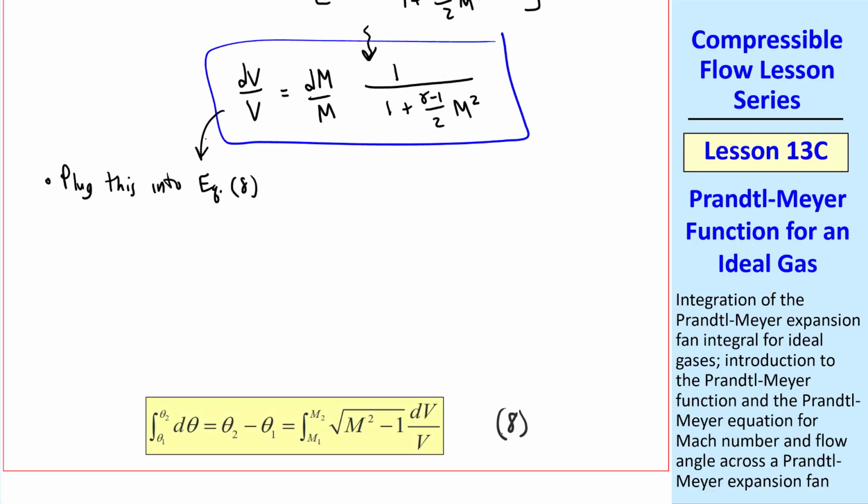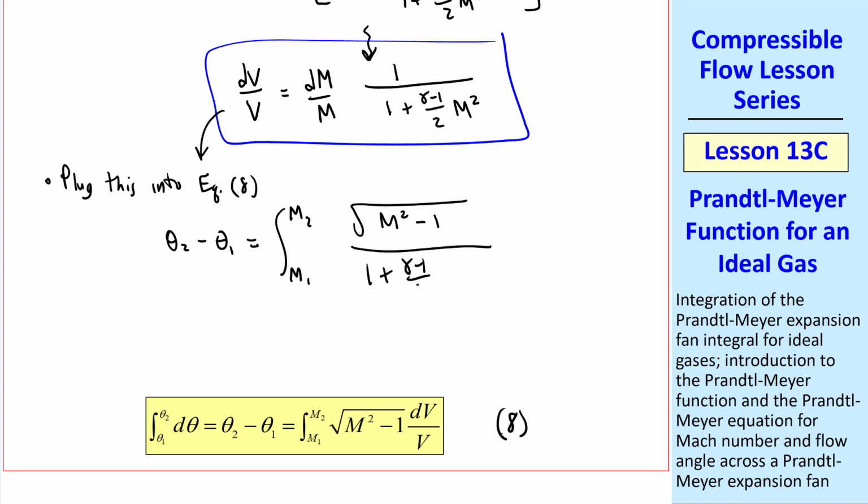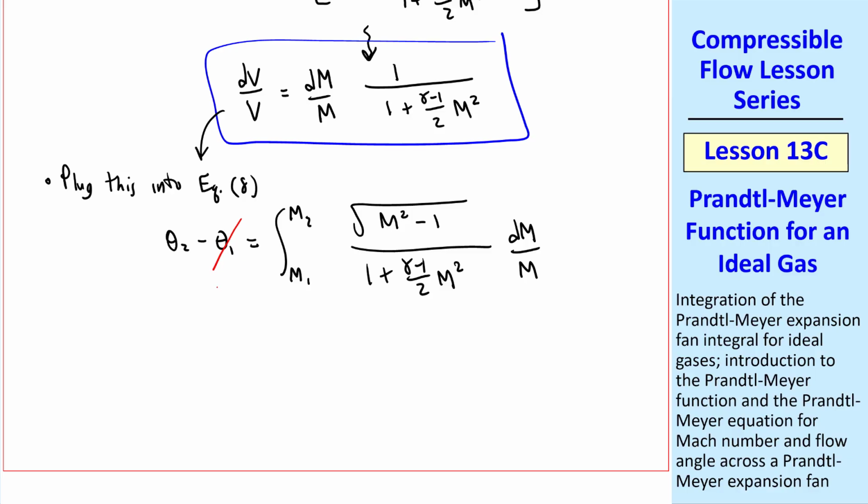We plug this into equation 8, which then becomes theta2 minus theta1 is the integral from M1 to M2, square root of M squared minus 1 over 1 plus gamma minus 1 over 2 M squared, dM over M. But we're taking theta1 to be 0 since the inlet flow is horizontal.